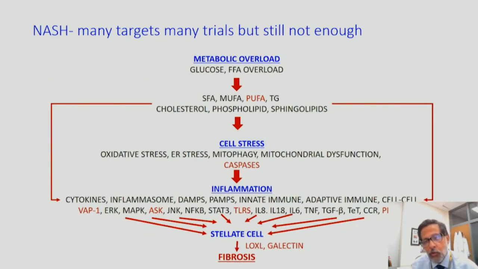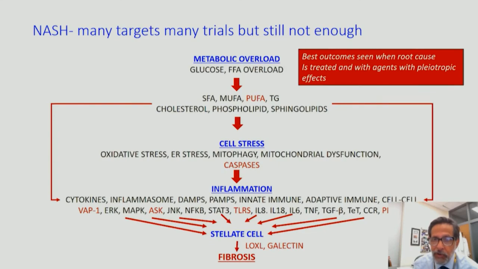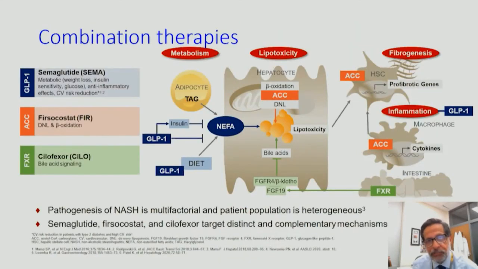Now, so we've talked about metabolic overload leading to cell stress, inflammation, and which then converge on the stellate cell with fibrosis. And what you see is, as you go further down, the number of pathways keep increasing. So there is tremendous redundancy of pathways as you go down. So if you just attack one of the downstream pathways to stop this disease cascade, other pathways are still active and overcome this. And so most of the attempts to go downstream with single targets has not been very effective. And the best effects are seen when the root cause is treated with agents that have pleiotropic effects. So this leads us to this idea that in the future, we need combination therapies.